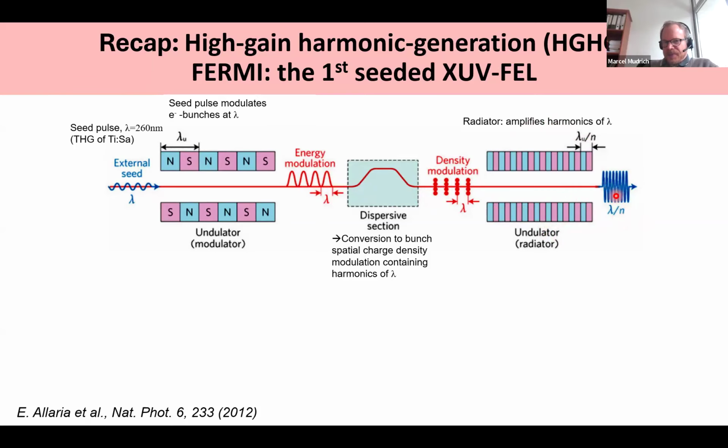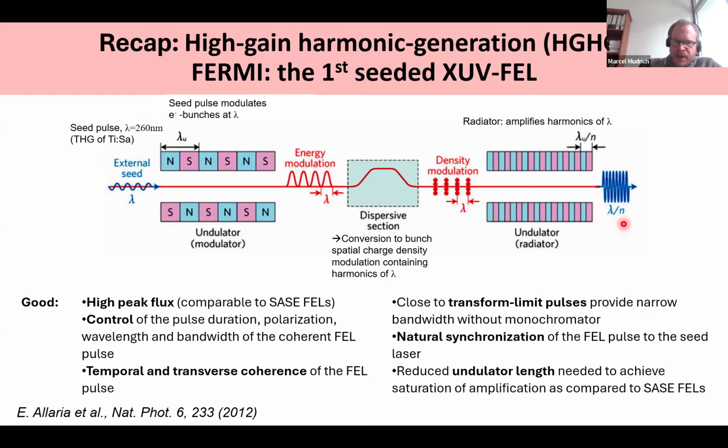In this way, we can scale up the seed laser wavelength to some higher harmonic, where n can be up to 15 roughly. So this is good enough to get from the UV, that 260 nanometer is ultraviolet, into the extreme ultraviolet, but not yet into the X-ray regime.